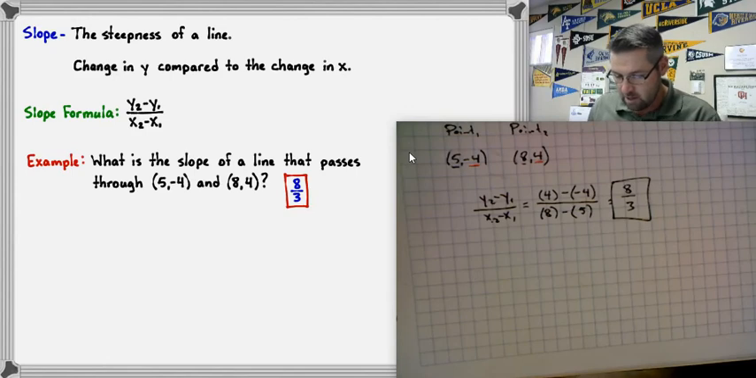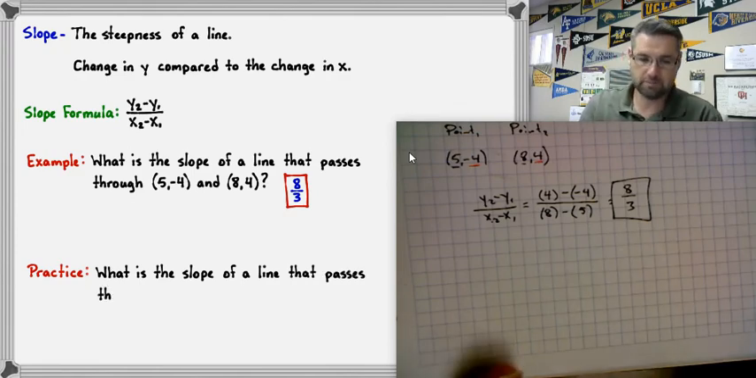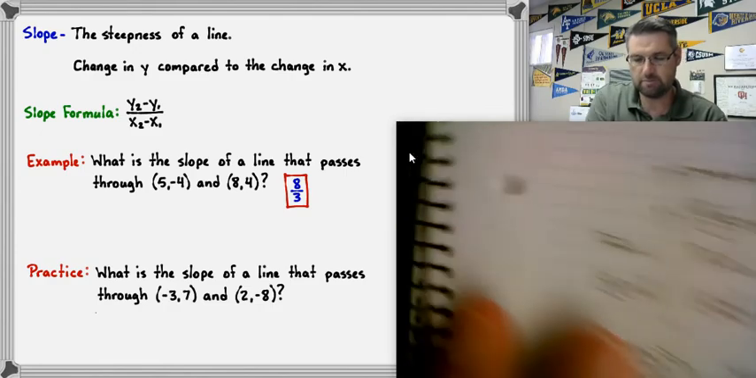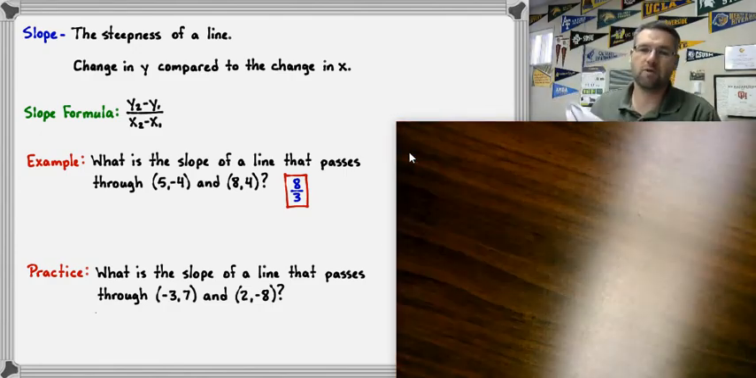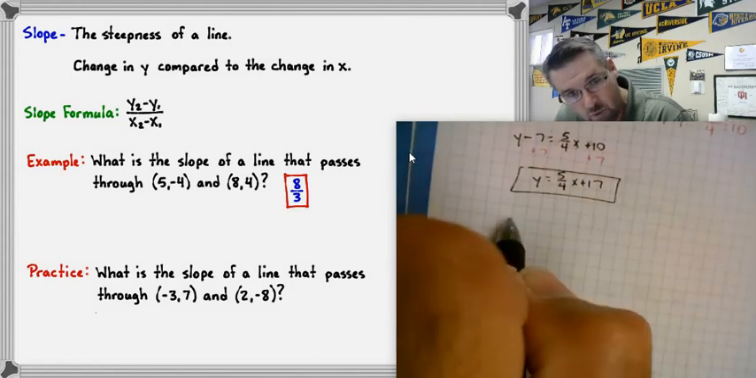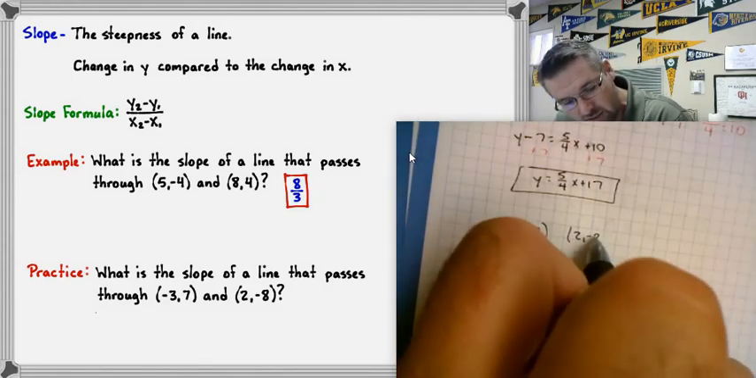Okay. Now, for your practice, go ahead and do this on the left-hand side. Find the slope between these 2 points: negative 3, 7 and 2, negative 8. All right, hopefully you have done that before you watch this. Let's go ahead and do this practice problem. We've got negative 3, 7 and 2, negative 8.